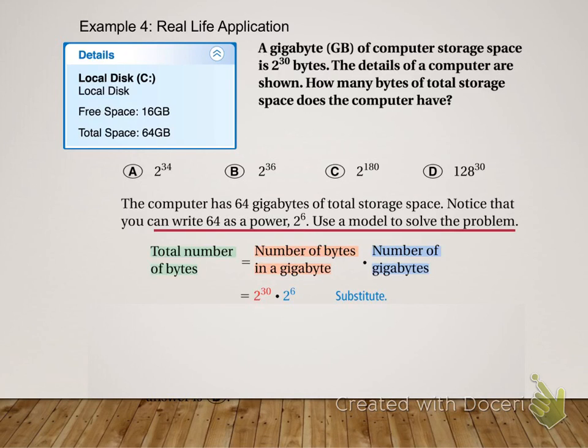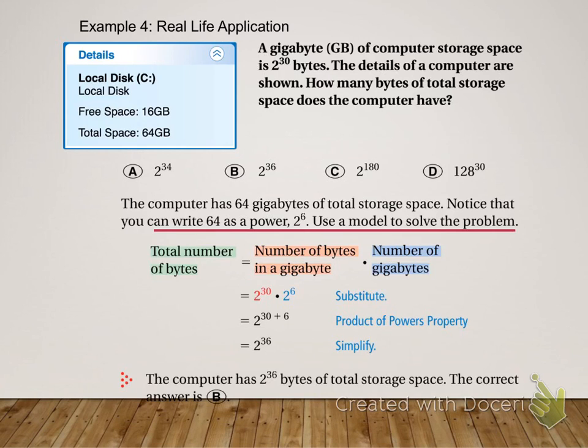So we know that the number of bytes in a gigabyte was 2 to the 30th power, which we were given up here in our word problem. And we know the number of gigabytes that we have is 2 to the 6th power. Now again, according to our product of powers property, all we have to do is take that 2, keep the base the same, and add the exponents. So we've got 30 plus 6, so you're going to end up with 2 to the 36th when you simplify. The computer has 2 to the 36th bytes of total storage space. So the correct answer here would be B.